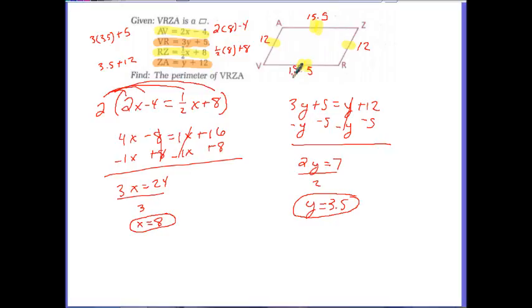So here we go. Let's go ahead and find that perimeter. Let's add up all those sides. 12 plus 12 plus 15.5 plus 15.5, which is going to give me a perimeter of 55 units. And we're set. Not as hard as we thought.